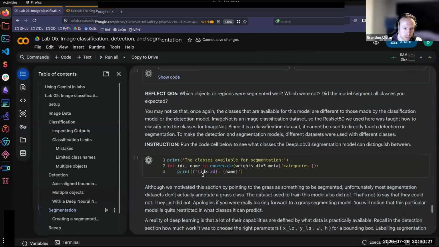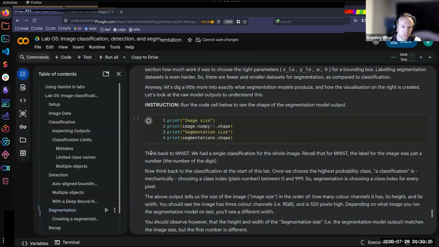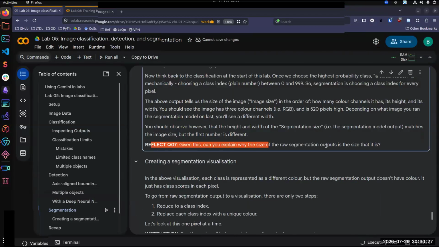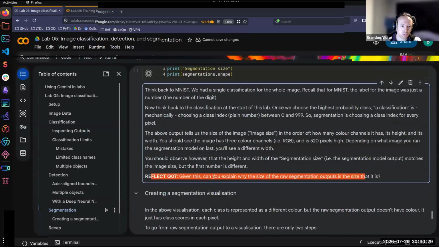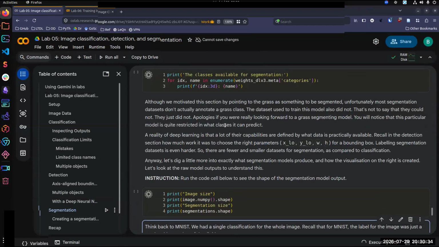Okay, so where is it? Is it reflection question 6? No, I think you were down to maybe reflection question 7, somewhere between. I'm not getting the response from that print image size, image numpy shape. It's giving me a box, the size of the image. Why they're the same, I don't really get. And also the color is different. Is that the actual physical color they're putting out?